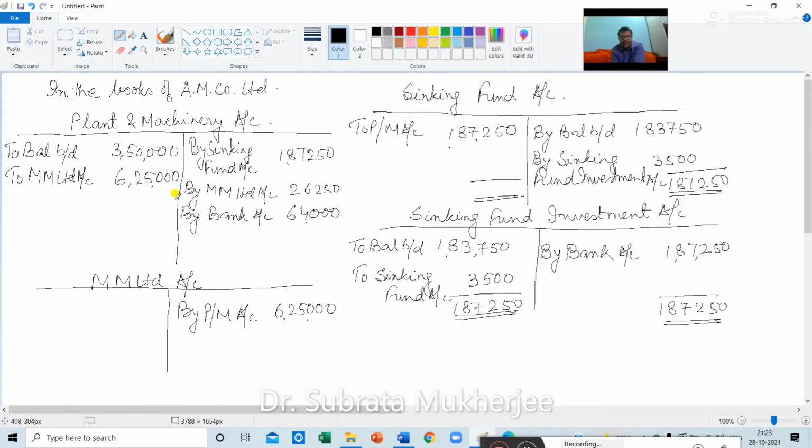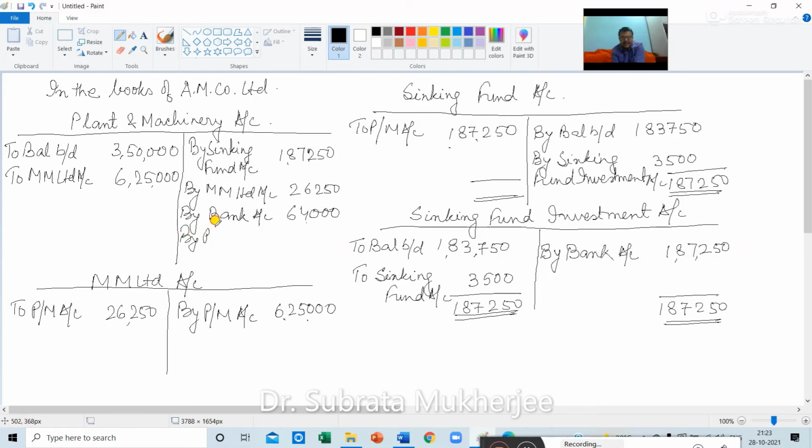So what is the balance of the profit or loss made by selling this 3,50,000? So this 3,50,000, which was the opening balance of plant and machinery, against which there was a sinking fund account 1,87,250. This amount was transferred from sinking fund account. Then MM Limited took over to the value of 26,250. So in MM Limited account, I have to post this figure. So to plant and machinery account, 26,250, and for rupees 64,000 it was sold as scrap.